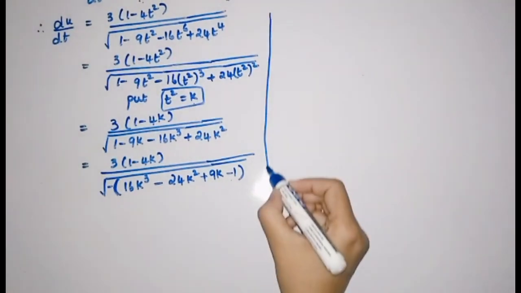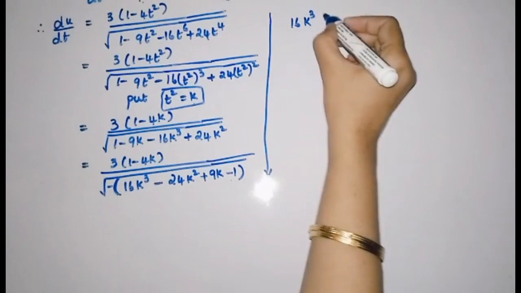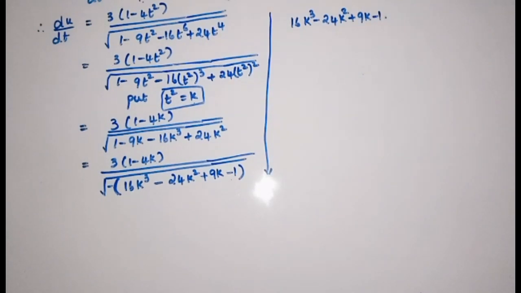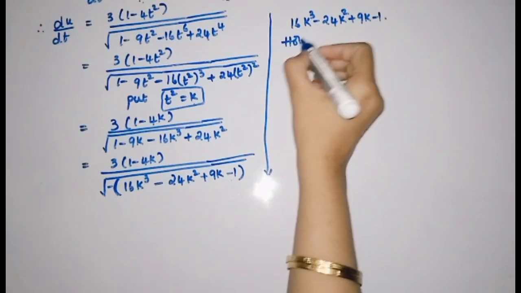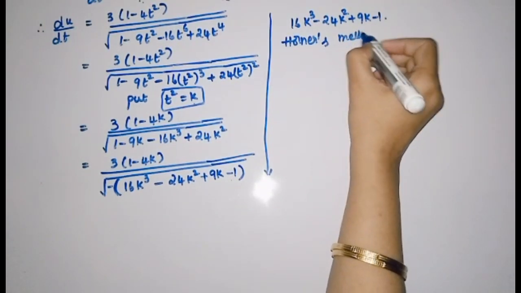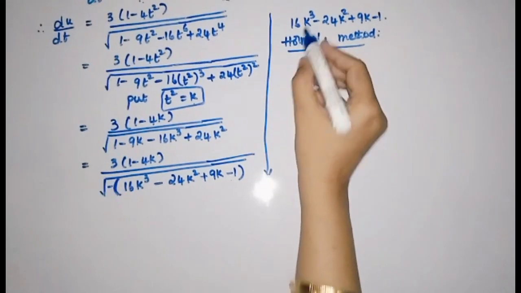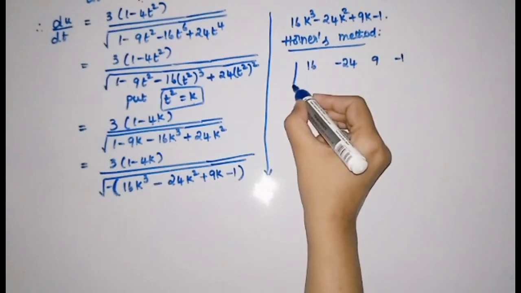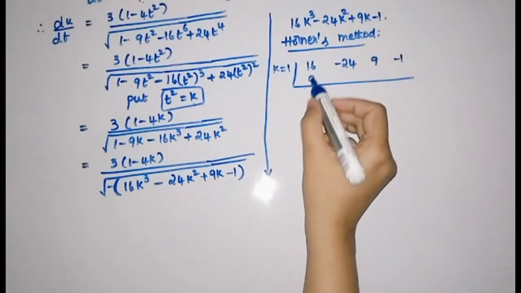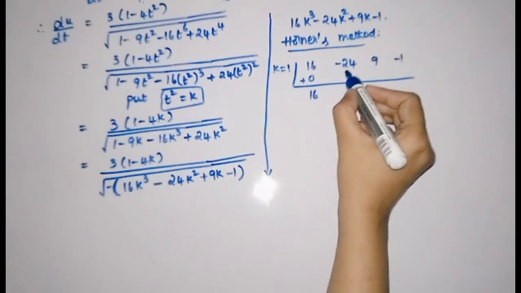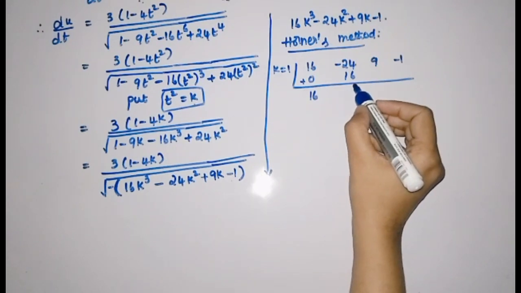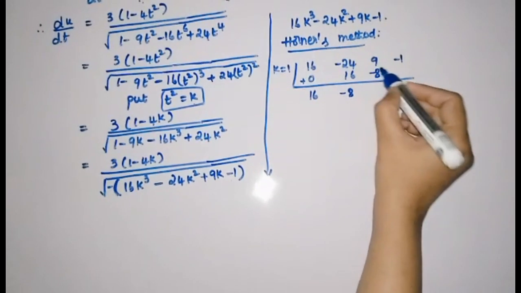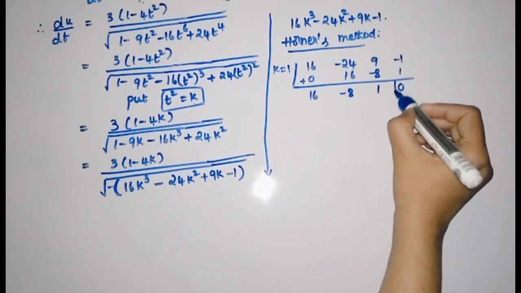Find the factors for this denominator term by using Horner's method: 16k cube minus 24k square plus 9k minus 1. Taking coefficients by using Horner's method, we get two factors for this equation. What is the k cube coefficient here? 16, and k square coefficient is minus 24, k coefficient is 9, constant is minus 1. Now take k is equal to 1, 16 plus 0 we get 16, 16 into 1 we get 16, minus 24 plus 16 we get minus 8. Now minus 8 into 1 we get minus 8, 9 minus 8 is 1, 1 into 1 we get 1, 1 minus 1 we get 0.